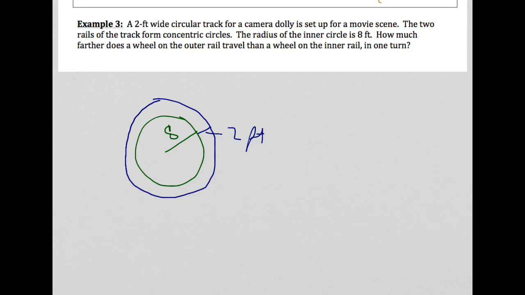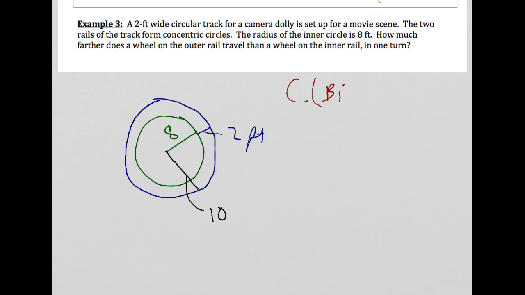So if you see the green circle, we would consider the inside circle, and the blue circle we would consider the outside circle. What would the radius of the outside circle be? Well, we have 8 for the inner circle, and then we have the 2 extra added on for the outside circle, so that would be 10. Now our goal is, how much further does a wheel go on the blue circle than it does on the green circle? So since we're talking about distance around the circle, we're not talking about area or anything, we're talking about circumference. So first of all, we want to figure out the circumference of the big circle.